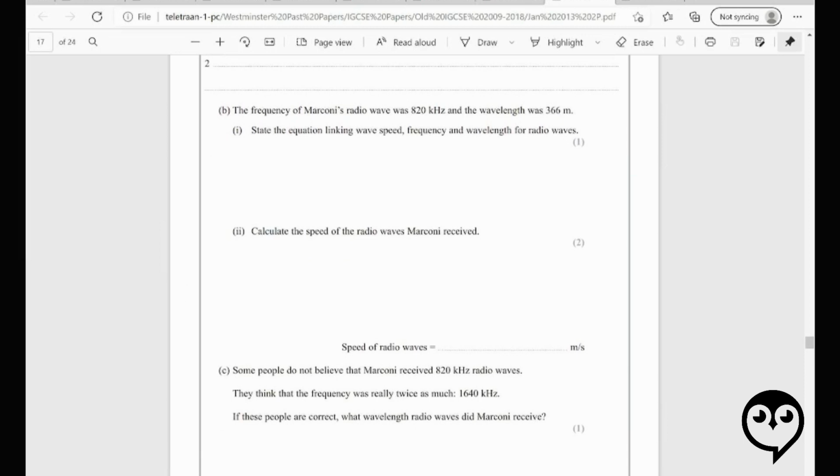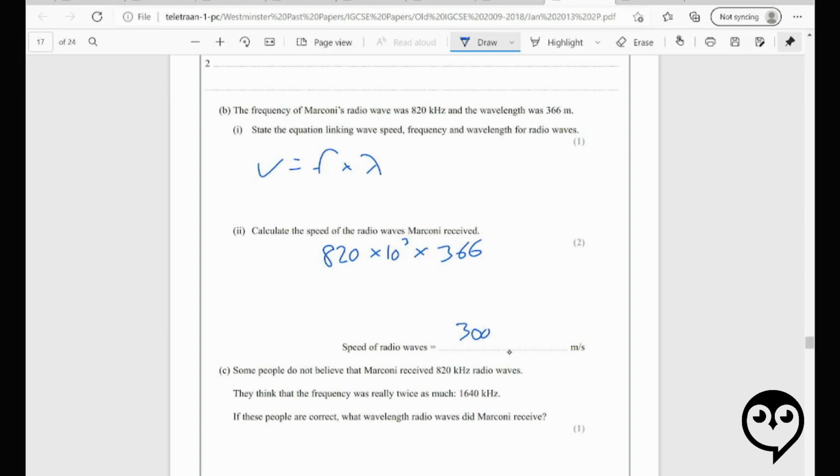Right, so they give you the radio frequency here, and they give you the wavelength. State the linking equation. Here's our wave equation. Calculate the speed of the radio waves. Okay, so 820 kilohertz, so that's times 10 to the 3. Radio waves are fairly large, aren't they? 366 meters, that's almost a kilometer, a third of a kilometer for a radio wave. I get here 300, well, I was going to say megameters, but we don't really use those units. We'll say it's 3.0 times 10 to the power of 8. Well, would you look at that? It's the speed of light.